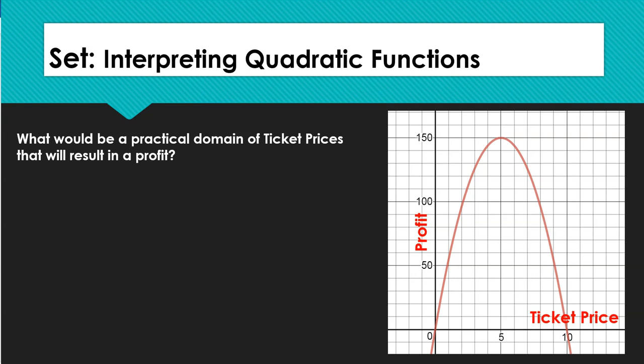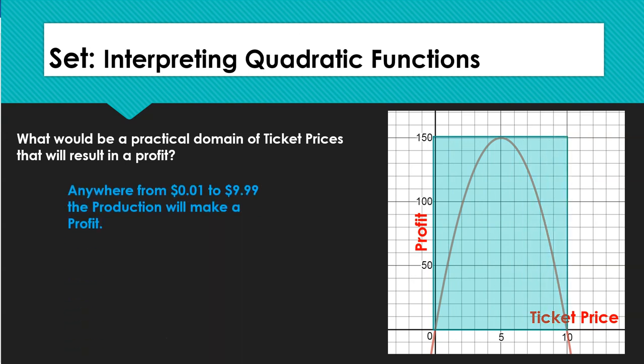What would be a practical domain of ticket prices that would result in a profit? The practical domain is the set of x values that makes sense in the given scenario. For this function, the domain is negative infinity to positive infinity. However, the practical domain, or the practical ticket prices for the given scenario, would be anywhere from 1 cent to $9.95 for the production to make a profit. The practical domain is (0, 10). Remember that the parentheses indicate that the values go up to, but do not include 0 and 10.